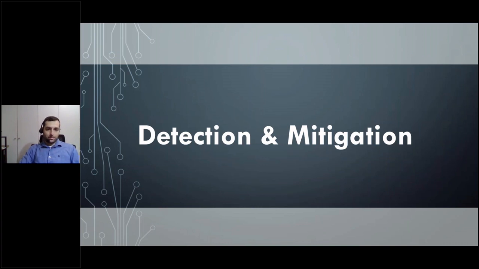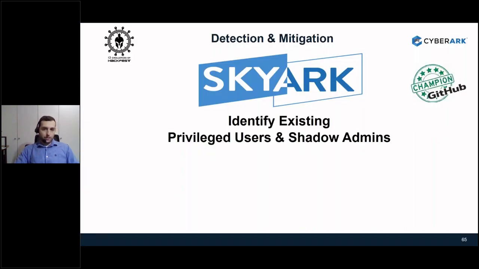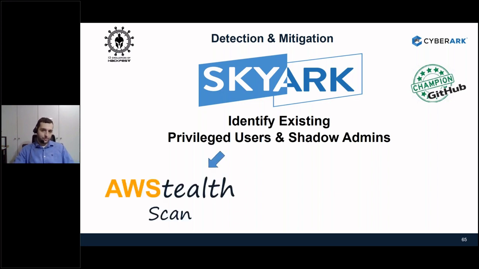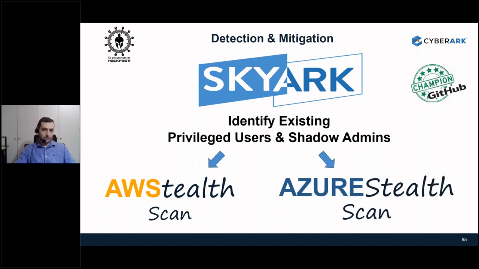So what can we do about all of this, about detection and mitigation? 2 years ago, again, we at CyberArk Labs published an open source tool called SkyArk. SkyArk can help you identify your most privileged users in the cloud. We started with AWStealth. It's the first scanning module of SkyArk, for scanning AWS cloud environments and discovering the most privileged entities there. And today I'm happy to talk and focus on Azure Stealth Scan. This is the module of SkyArk for scanning Azure environments.